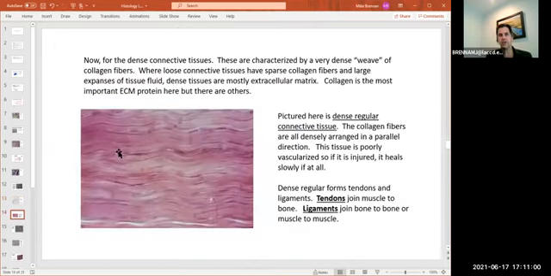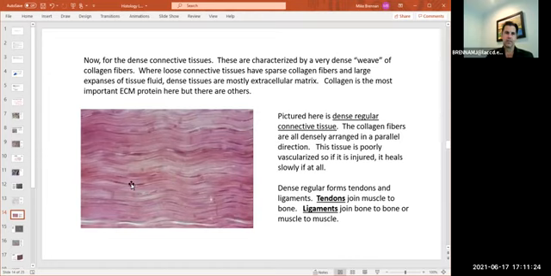Okay, so now for the dense stuff. As I mentioned before, dense connective tissues have a dense weave of collagen fibers. Loose connective tissues have a loose weave. The difference between silk or high thread count cotton and something like a knit sweater or wool, for most wool garments.